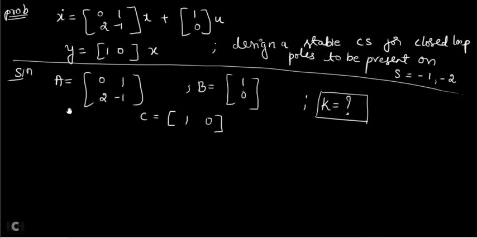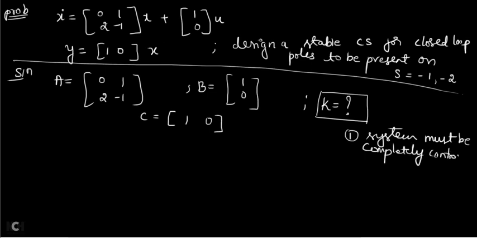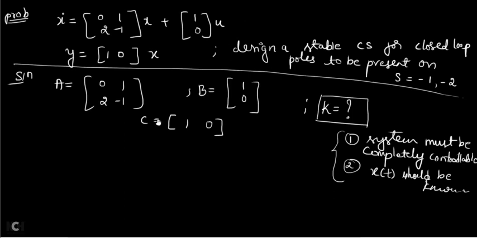Okay, so remember the first assumption: first of all, the system must be completely controllable. You know how to check whether the system is controllable or not. And the second assumption is that the state variables should be known, or available to take the feedback. So these are the important assumptions. If these assumptions are satisfied, then only can you use this method for designing the control system.